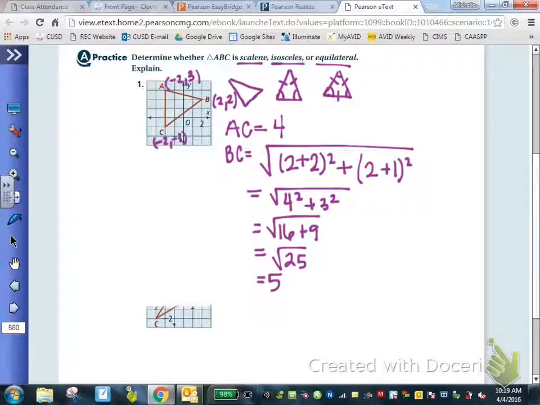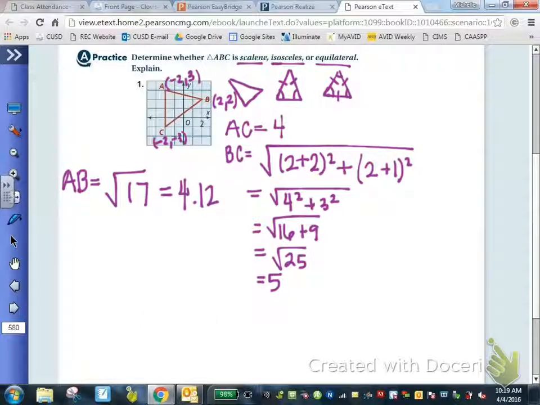Wait, what do you mean? Square root. Okay, so for AB, I'm getting a lot of people that said you got square root of 17, which should be 4.12. Okay, so AC is 4, AB is 4.12, and BC is 5. So what type of triangle is this? Scalene. Okay, so we can say that this is a scalene triangle. Here, let's write that. Triangle ABC is scalene.